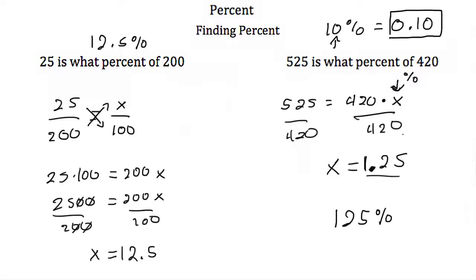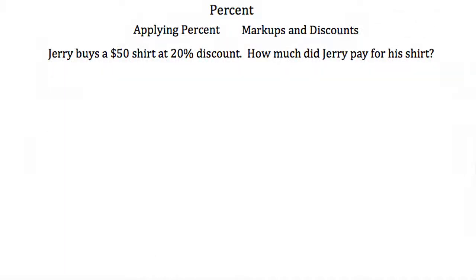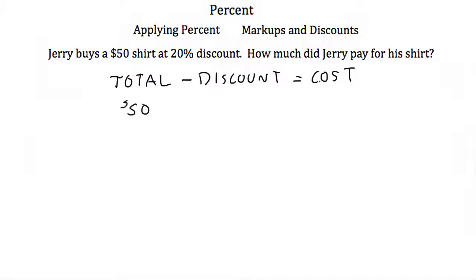Now let's try applying what we know about percents. Here we have a word problem that reads, Jerry buys a $50 shirt at a 20% discount. How much did Jerry pay for his shirt? Well, let's think about what's going on here. We have a total cost, and we subtract our discount, and then we get the cost that Jerry paid. Now our total cost was $50, and our discount is 20% of that $50. So we need to find 20% of that $50.